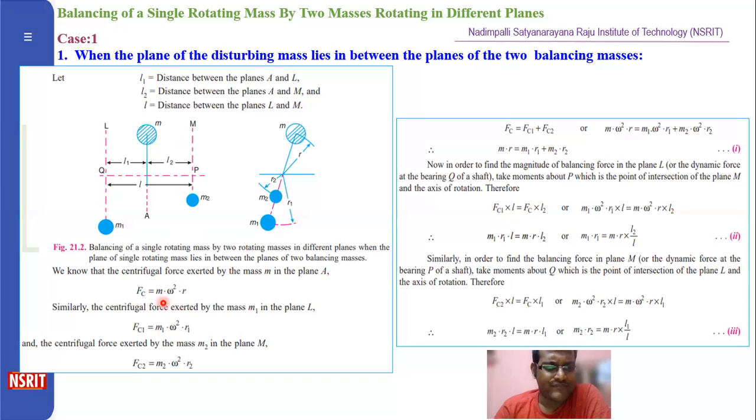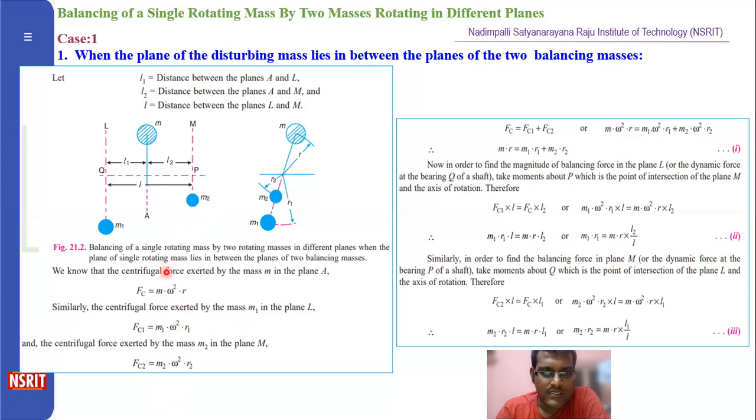As told earlier, for the first mass along plane A, the centrifugal force for the mass M in plane A is Fc equal to m r omega square. Similarly, in plane L for mass M1, we have Fc1 equal to M1 R1 omega square. Similarly, for mass M2 in plane M, it is M2 R2 omega square. These are the forces.